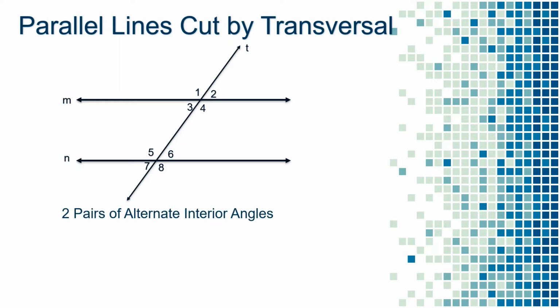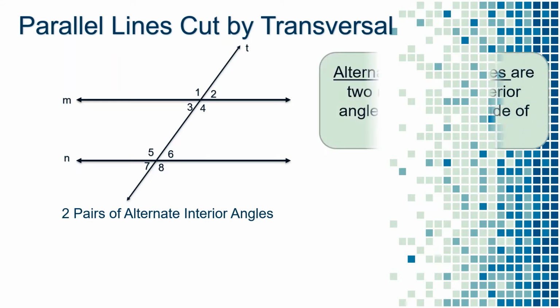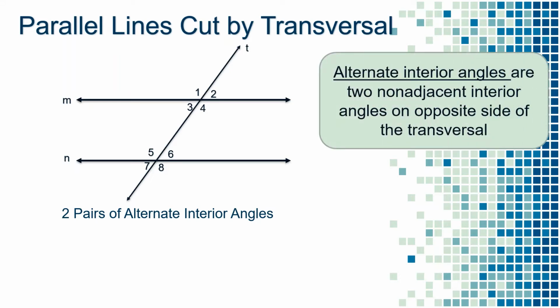Another is we have also pairs of alternate interior angles. Alternate interior angles are two non-adjacent interior angles on the opposite side of the transversal. Again, it is non-adjacent and they are interior. And of course, we have to consider that they are on the opposite side of the transversal.